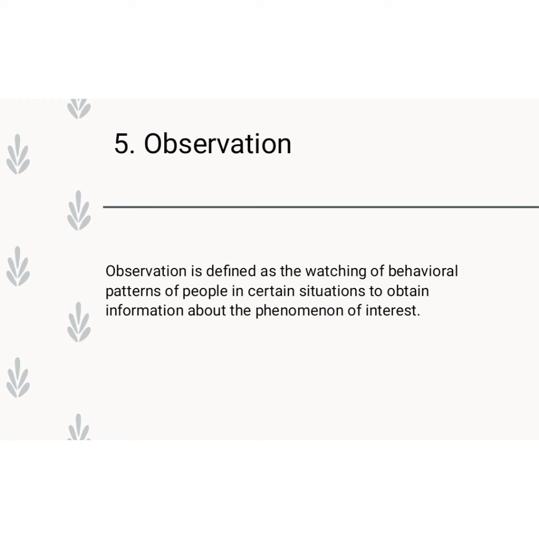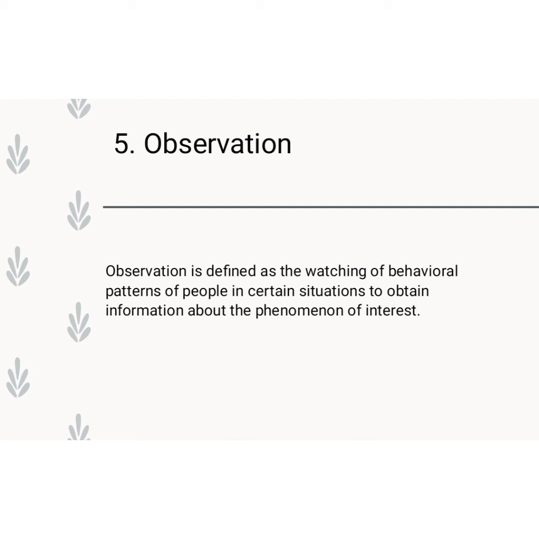Observation is defined as the watching of behavioral patterns of people in certain situations to obtain information about the phenomenon of interest. The observer should attempt to be unobtrusive so as not to affect what is being observed. There are two types of observation as data collection. Those are quantitative observation and qualitative observation.